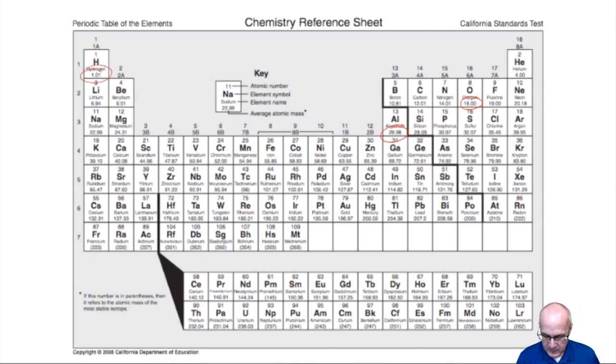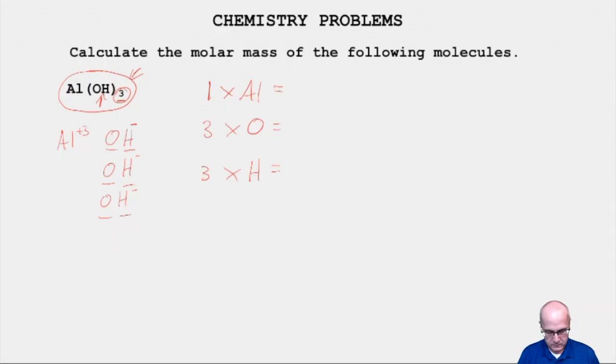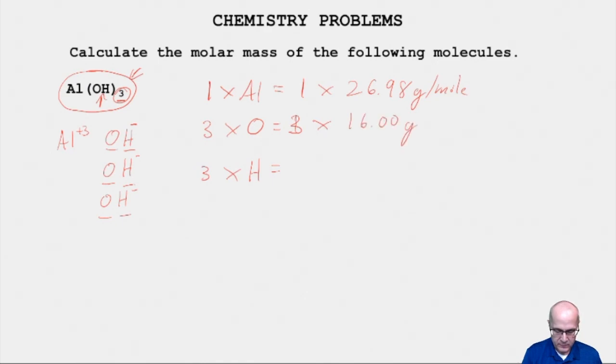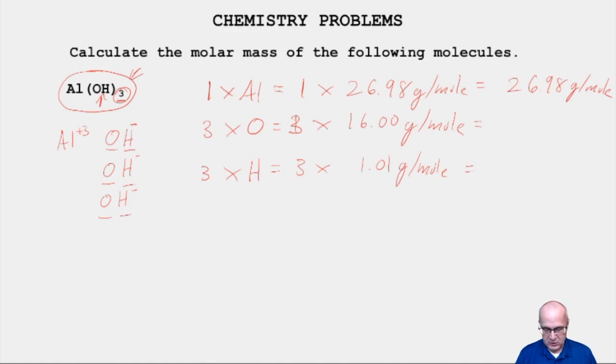Too easy, right? Now, we know the atomic masses. Write these down if you need to, somewhere on a piece of paper. Let's go back. 1 times 26.98 grams per mole. Oh, not 1. 3 times 16.00 grams per mole. 3 times 1.01 grams per mole. And simply multiply through. No problem, right, guys? 26.98 grams per mole. Now, keep in mind, you're just doing some basic math here.